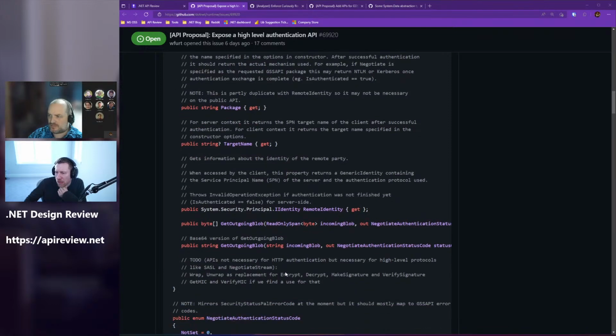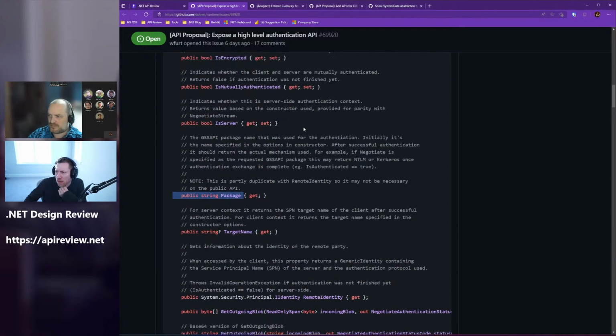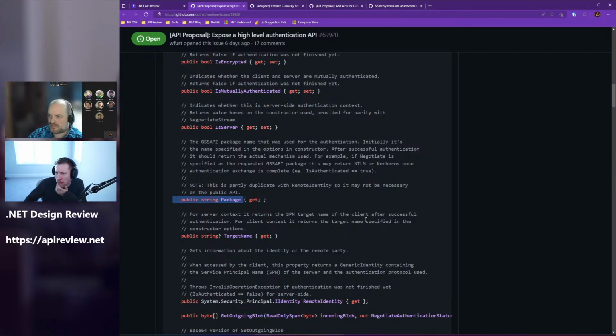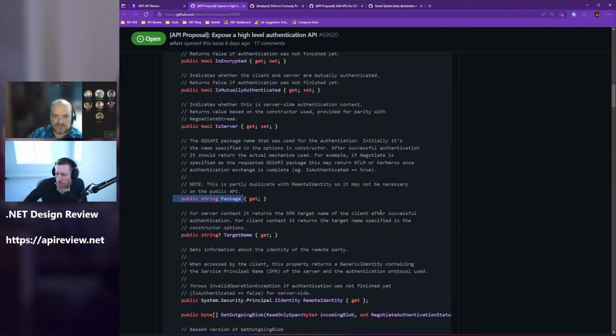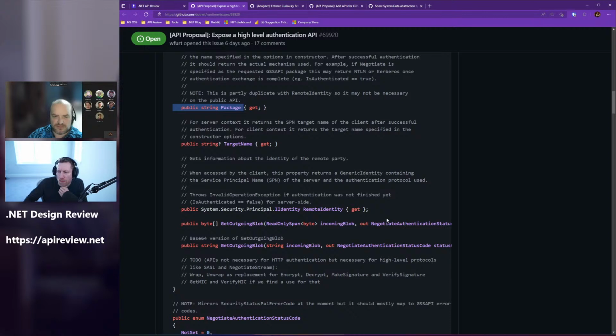Okay, package, right? Correct. Yeah, that looks like what we needed. And then the remote identity is what was finally negotiated. And then we have get outgoing blob in bytes or strings. Lovely. Correct. Yeah, so one is base64 encoded and one is just a raw blob. So whatever fits you.